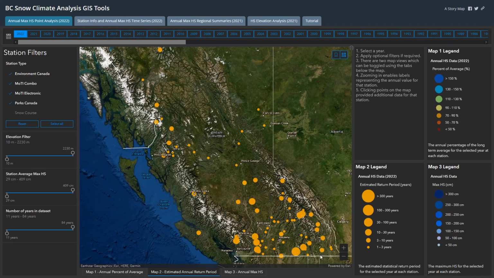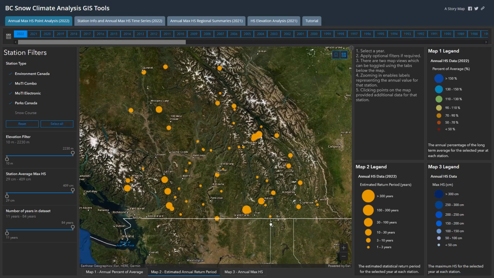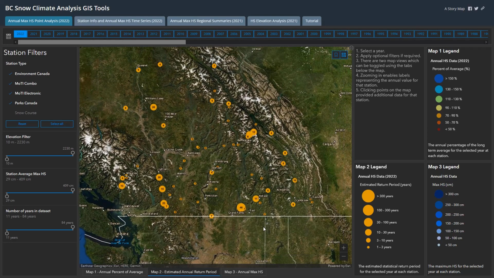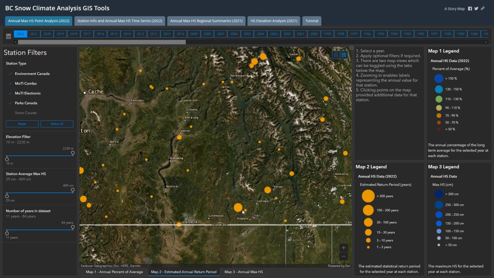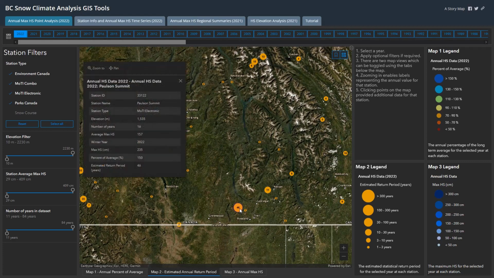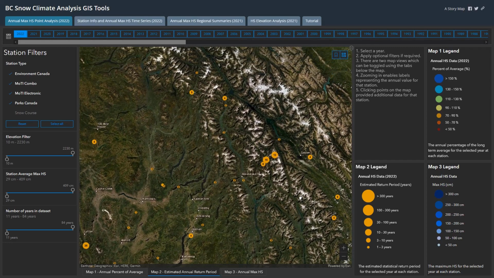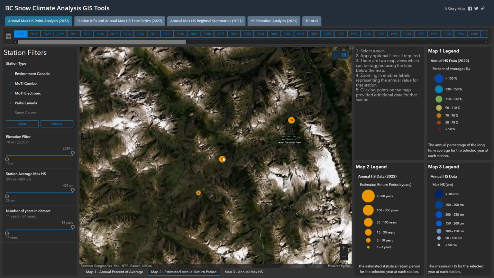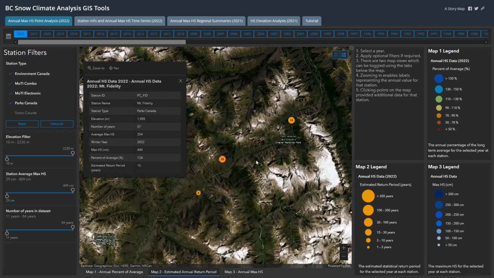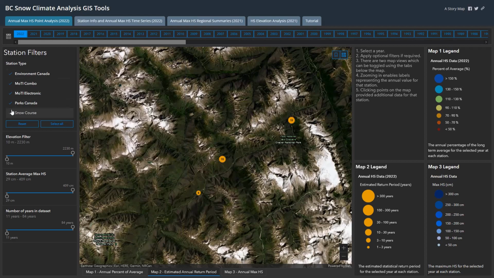So we can see a few circles here that are standing out as being statistically significant. Again, Paulson Summit down in the south is showing up as an estimated 46-year return period event. Up in Rogers Pass, Mount Fidelity was showing as a 15-year type of a return period. 13-year down Rogers Pass. I'm going to turn the snow courses back on.